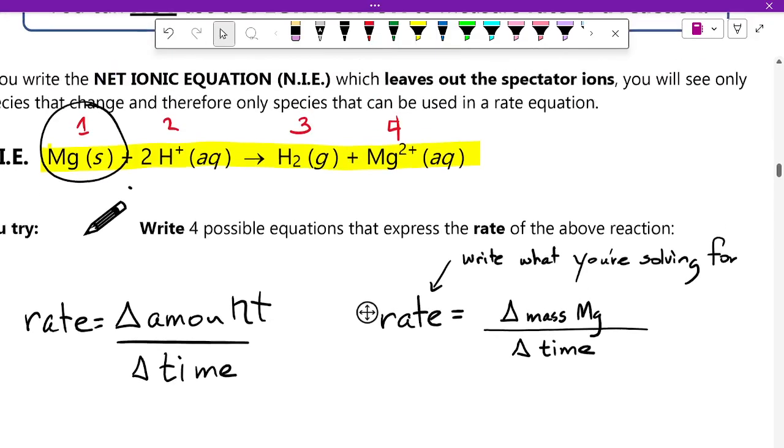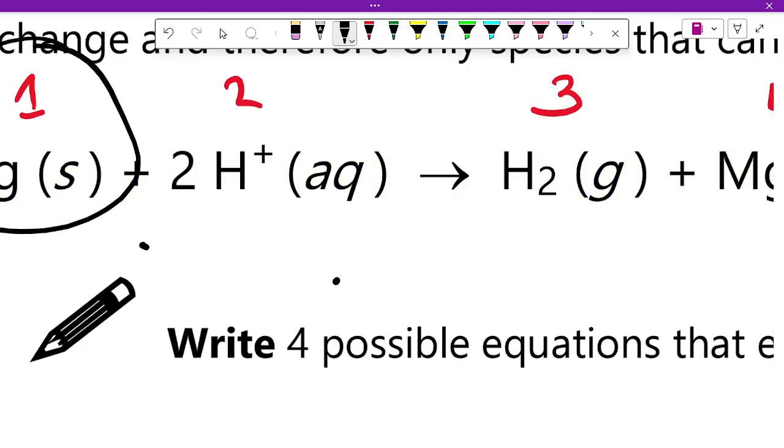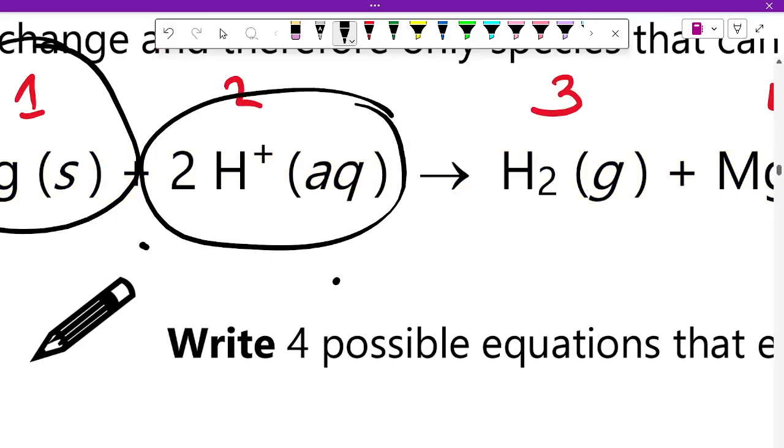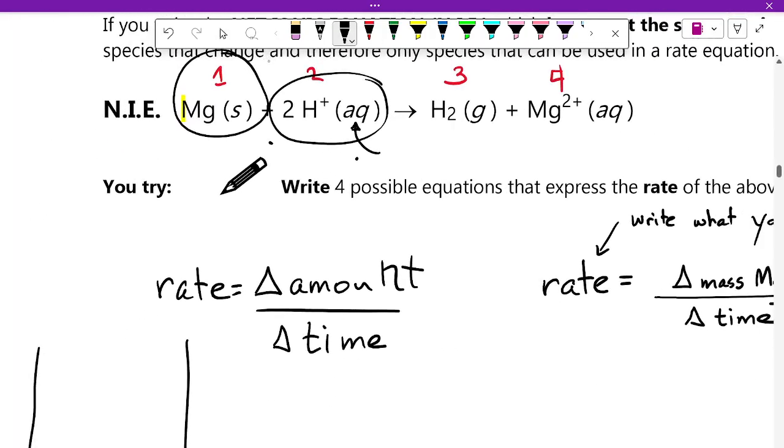What if we wanted to look at hydrogen, H+? What could we measure about that? It is aqueous. So that means that it is present in our beaker. Here's our water. And we have H+, H+, H+, H+, and over time, what's going to happen is those hydrogen ions are going to get used up.